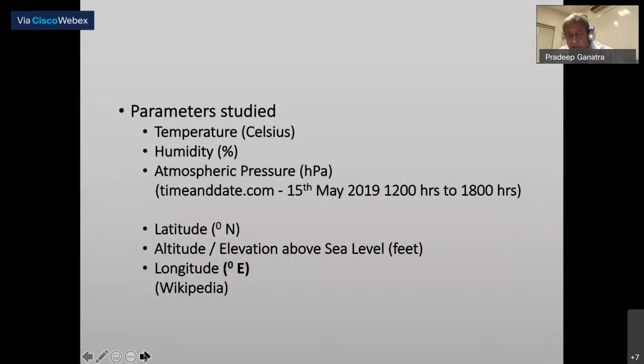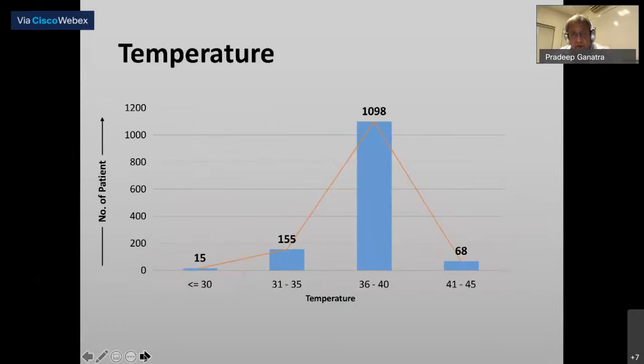The idea of fixing the date of 15th May 2019 between 12 and 18 hours was to standardize the reading. Also, this being the peak of summers in almost all parts of India. Other factors that were noted were latitude, longitude, and altitude. This information was retrieved from Wikipedia and the website of Map of India.